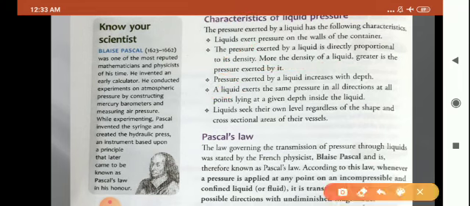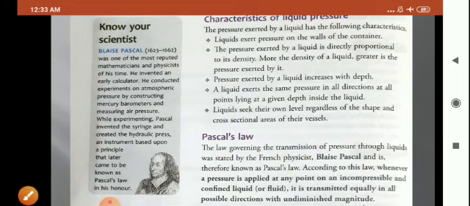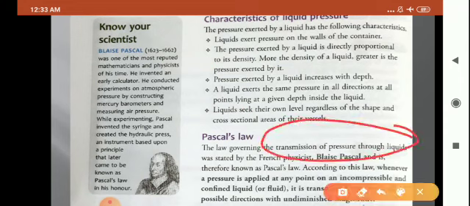Now coming to Pascal's law. It is also important. The law governing the transmission of pressure through the liquid was stated by French physicist Blaise Pascal and is known as Pascal's law. Now what is basically children Pascal's law? Pascal's law was given by a French physicist Blaise Pascal, and it gives the information about the transmission of pressure through the liquid. Means liquid में pressure कैसे transmission करता है, how does the pressure transmit in a liquid, that was given by Blaise Pascal.